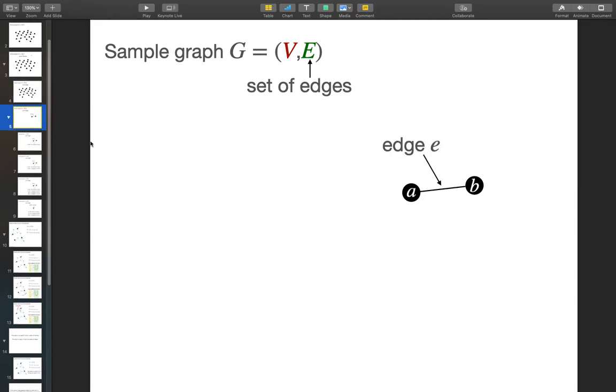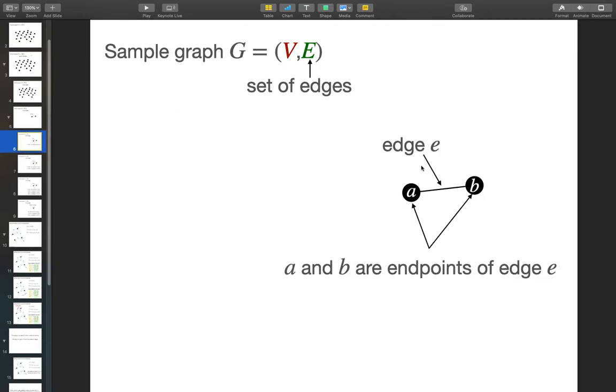So let's start with terms associated with an edge. So an edge is associated with the vertices it connects. And these vertices are called endpoints. So here we have an edge labeled E connecting vertex A and vertex B, and so we say that vertex A and vertex B are endpoints of edge E. Okay?